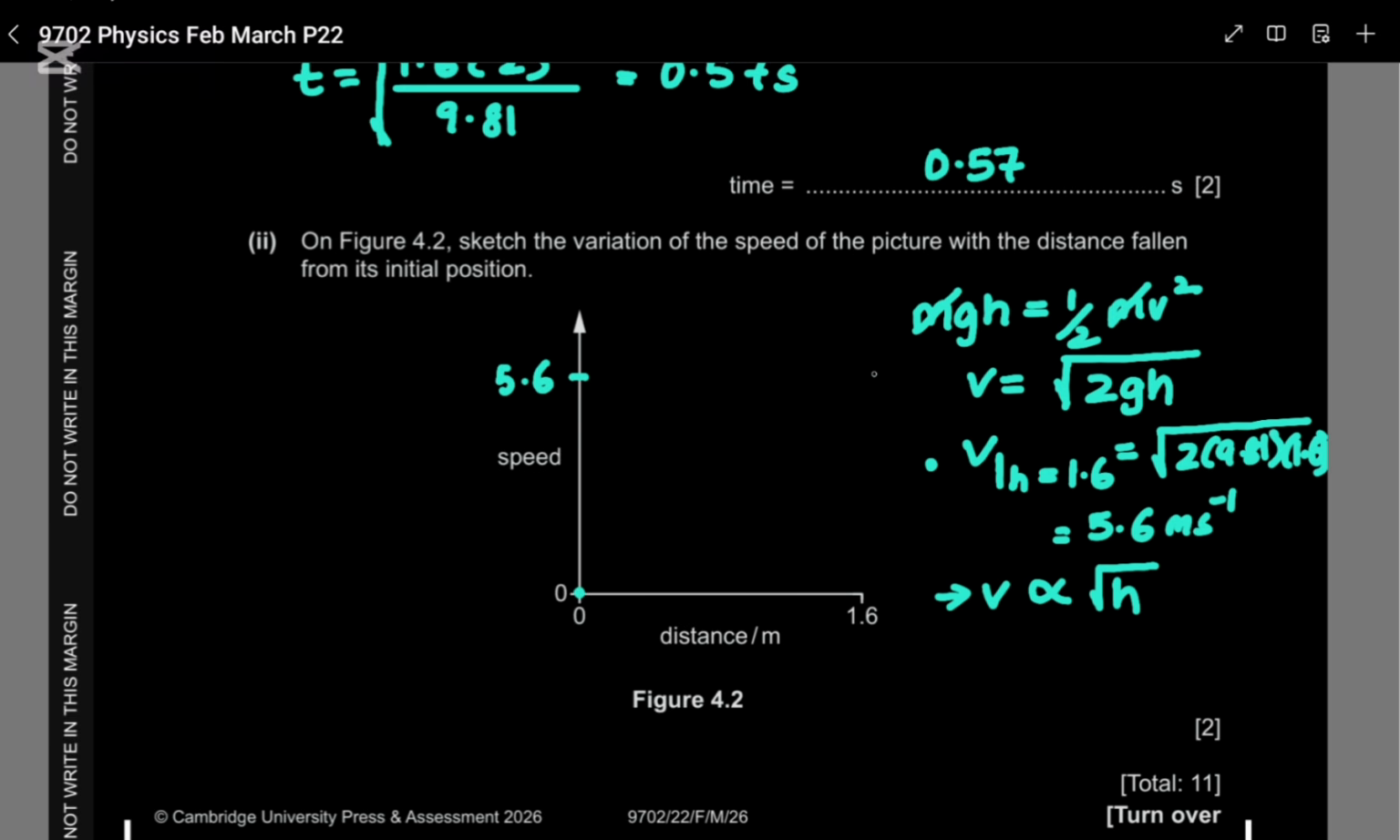Okay, let's label the point somewhere over here. It's a rough sketch, and we know that it's a square root graph, so the gradient is going to decrease. You should know the square root graphs, quadratic, and those things by now. So it's going to be something like this. The gradient should decrease. So that's it for question number 4.